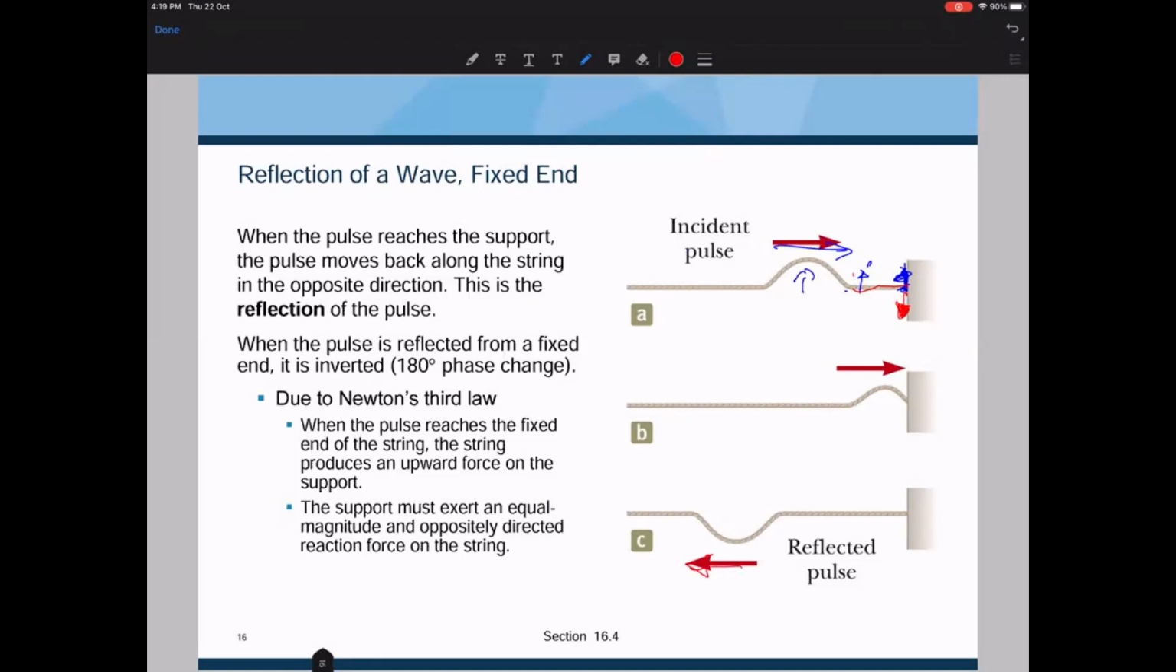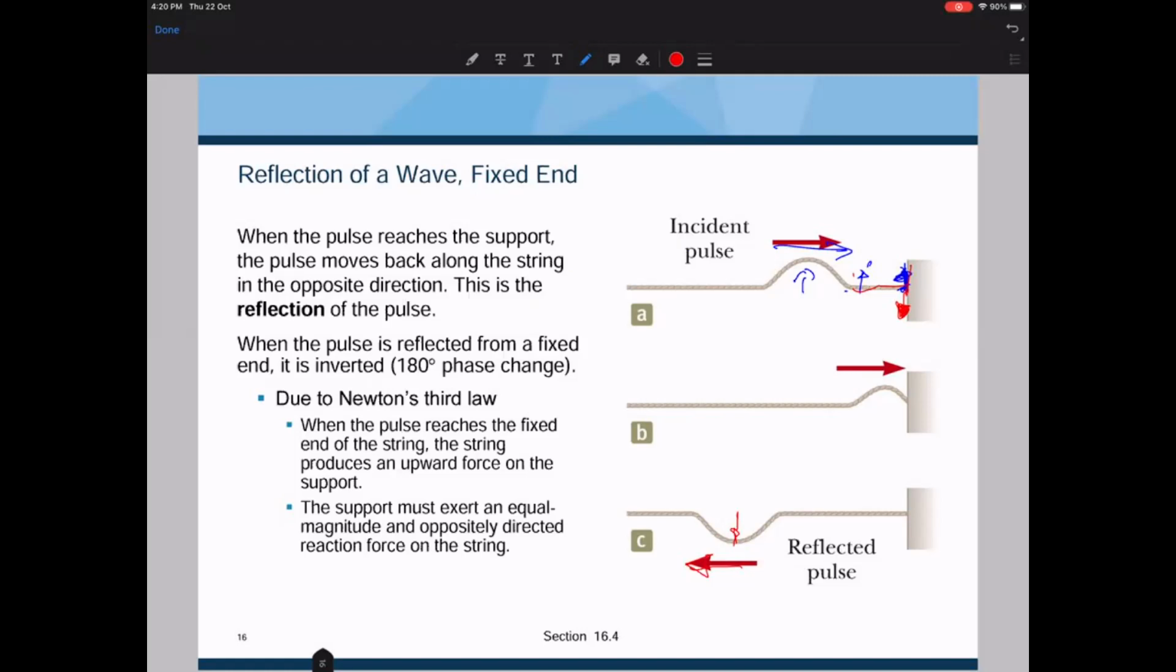So when the wave is reflected, the downward force is provided by the wall. Yes, because of Newton's third law. The particles in the string try to bring the wall upward. Of course, you cannot see it because the wall is much more massive compared with the string. At the same time, the wall provides a reaction force that brings the particles in the string downward. So when the wave is reflected, particles are displaced downward. That is the natural consequence of Newton's third law.